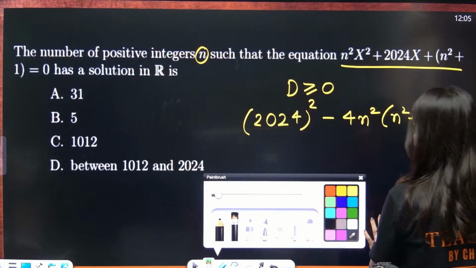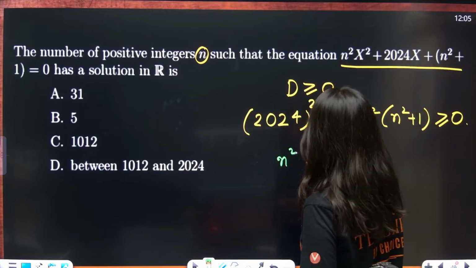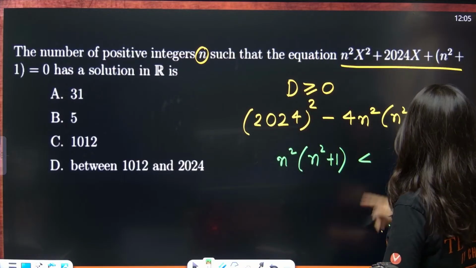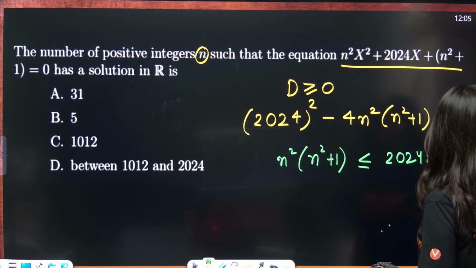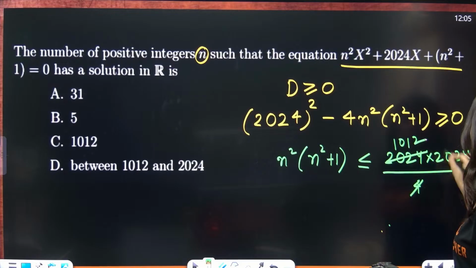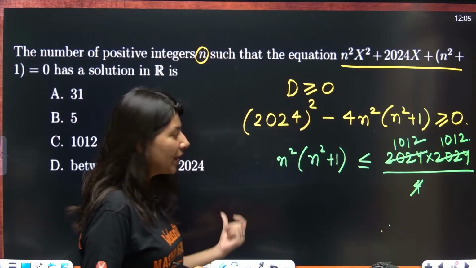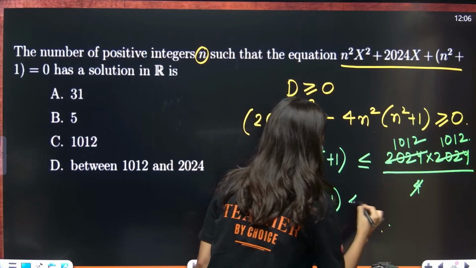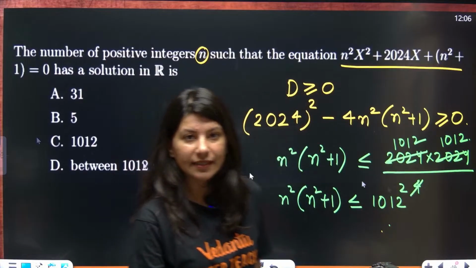Now one more thing I would like to do. First of all, let's keep n square plus 1 less than or equal to 2024 into 2024 upon 4. So this is 1012 and 1012. Everybody getting it? So n square plus 1 is less than or equal to 1012 square.